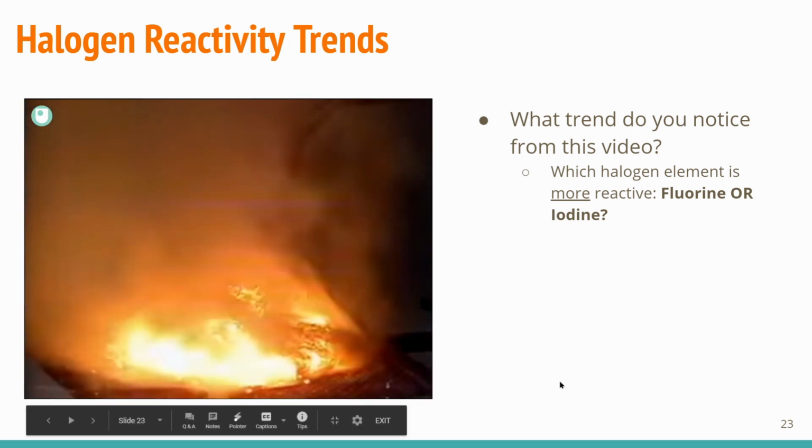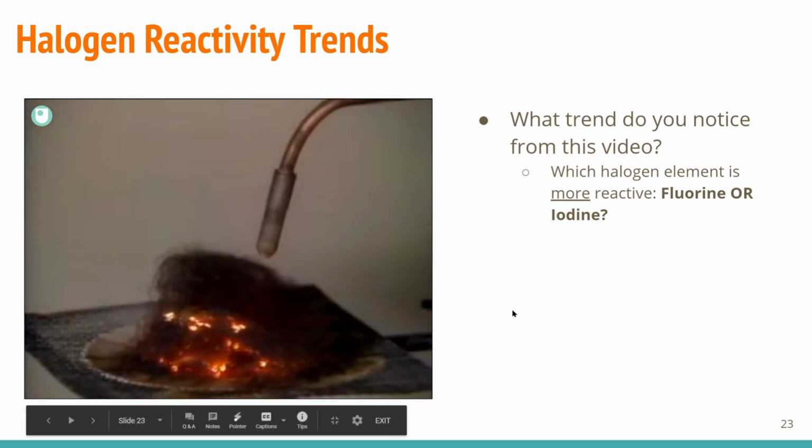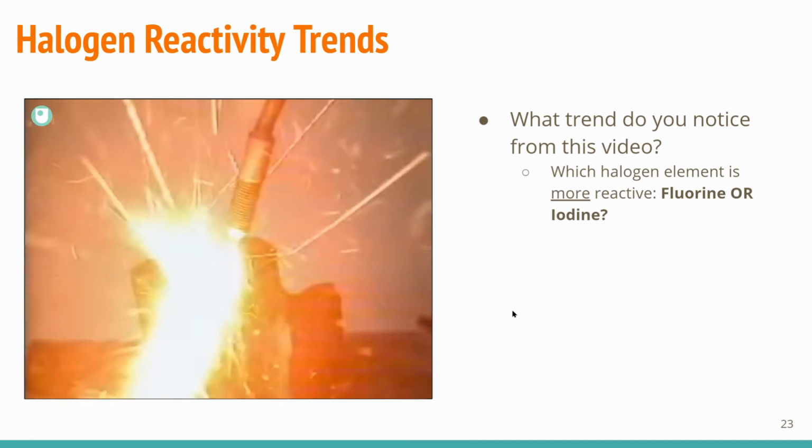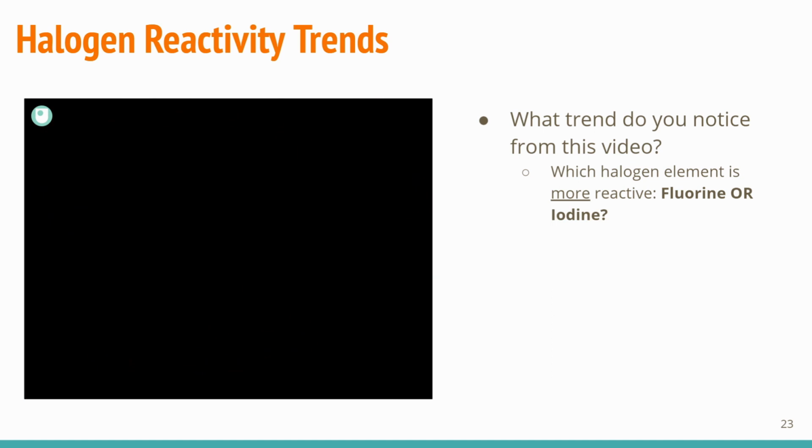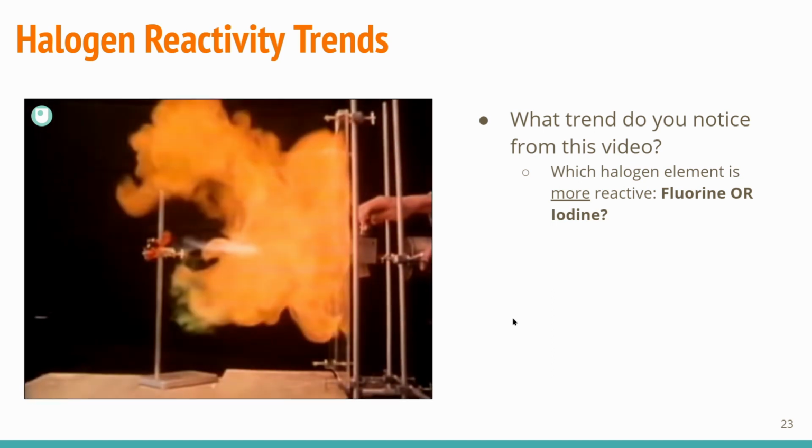A stream of fluorine instantly sets iron wool on fire, and it does the same thing to charcoal. Now let's see the reaction with hydrogen. There's hydrogen in the balloon. A jet of fluorine gas pierces the balloon and explodes with the hydrogen inside. Let's see it again in slow motion. Now you can see the fireball more clearly.